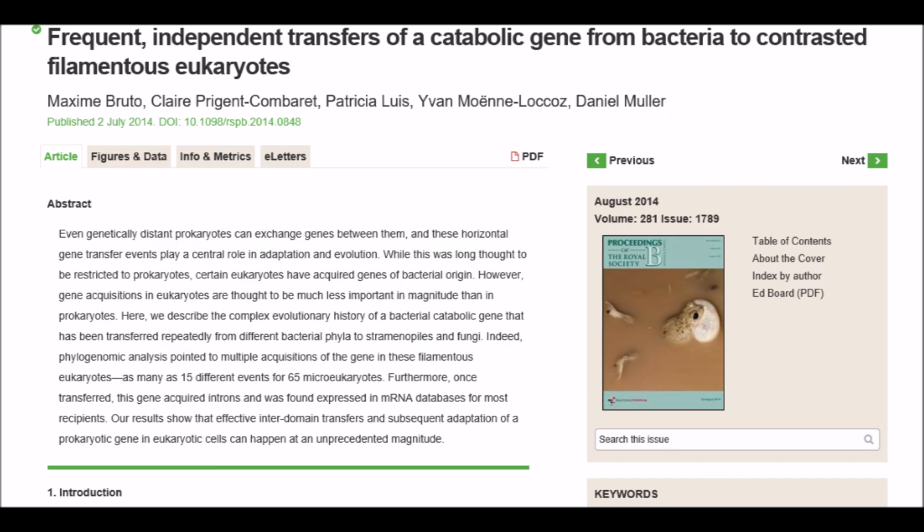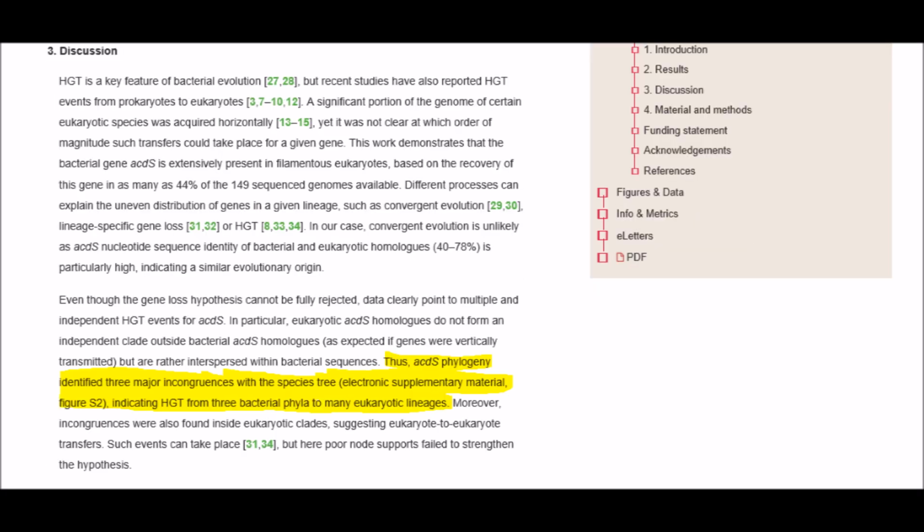Muller and his colleagues scanned the genomes of 149 eukaryotes and found ACDS-like genes in 65 of them, 61 in fungi and 4 in parasitic microorganisms. After analyzing the organisms' genetic family trees, the researchers determined that the most likely explanation was that 3 different kinds of bacterium had donated the gene to the fungi, in a total of 15 different horizontal gene transfer events.